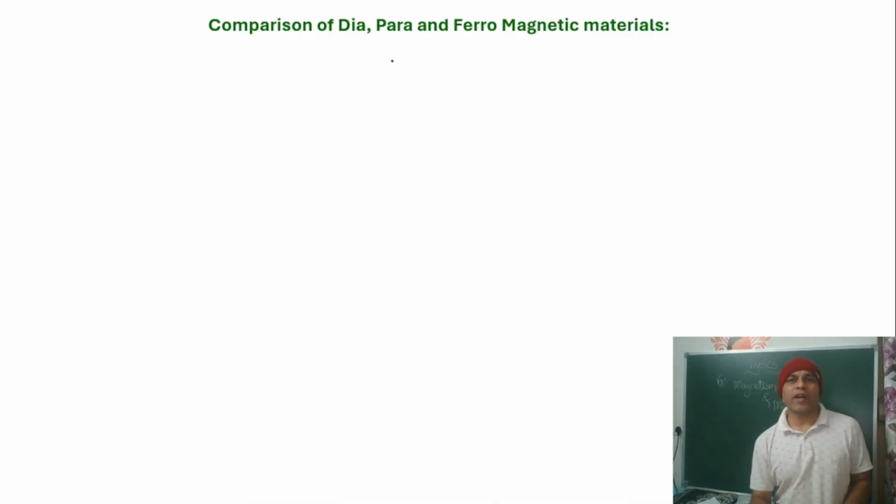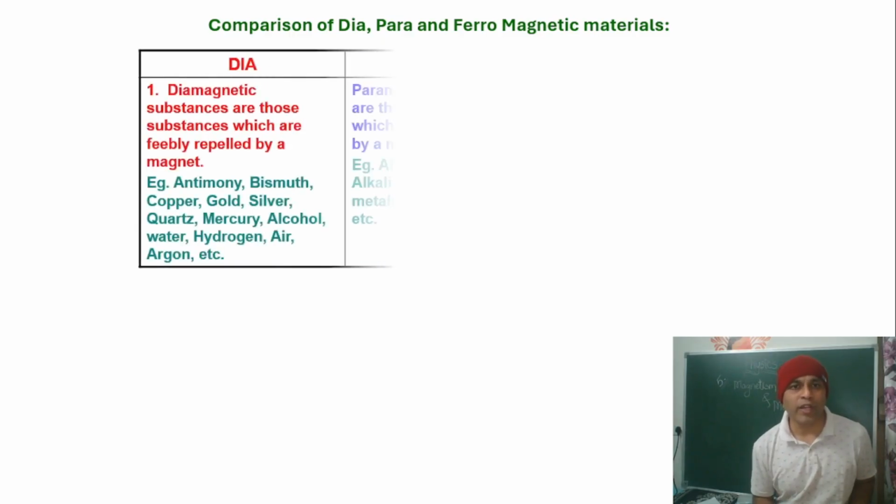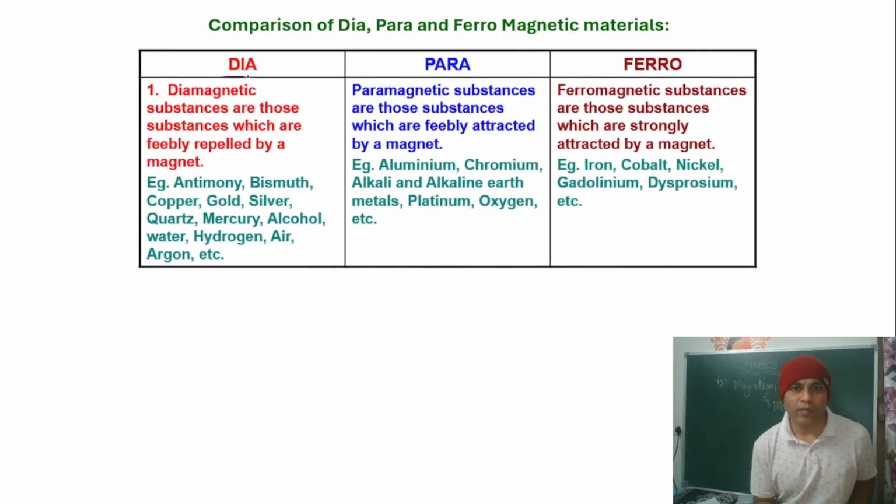Comparison of diamagnetic, paramagnetic and ferromagnetic metals. Now we are comparing these here. What kinds of metals are available in nature? We have discussed naturally available magnetic phenomena, but in nature some metals also show magnetic behavior. Out of those there are diamagnetic, paramagnetic and ferromagnetic substances.